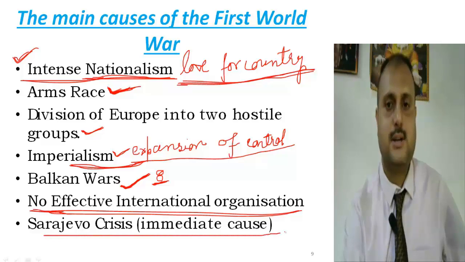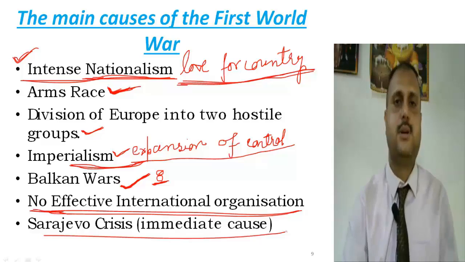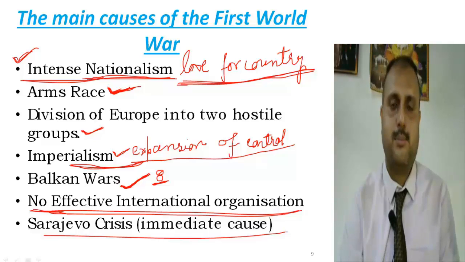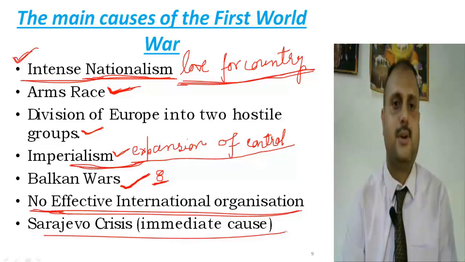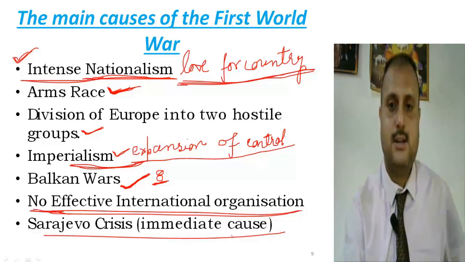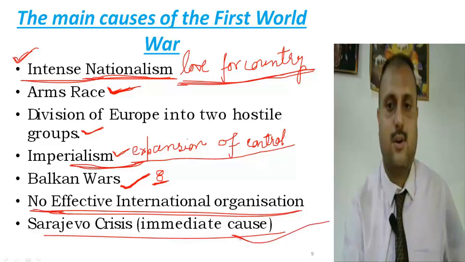Next one is the Sarajevo crisis, the immediate cause. The immediate cause was the murder of Archduke Ferdinand by Gavrilo Princip. Archduke Ferdinand was the future prince, the prince of Austria. So he was murdered by Gavrilo Princip. We will discuss everything in detail. So this was called the immediate cause of the outbreak of the First World War.